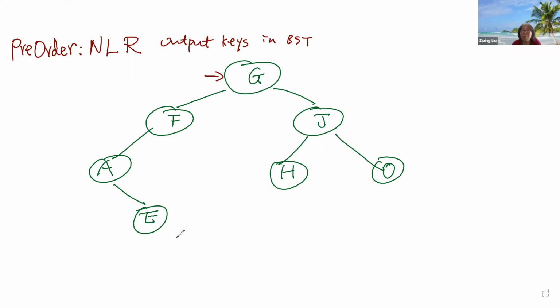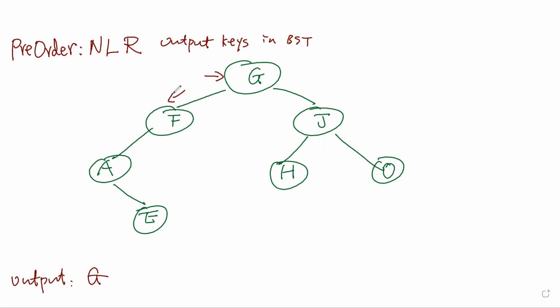So should I output G? Suppose here is the output. Okay, I hear someone said yes. So we output G. And then what? Based on what we previously discussed in in-order, where should I go? Left. Left, very good. And we see F. What should we do? I should continue visiting. Print F. Yes, very good. We should print F.